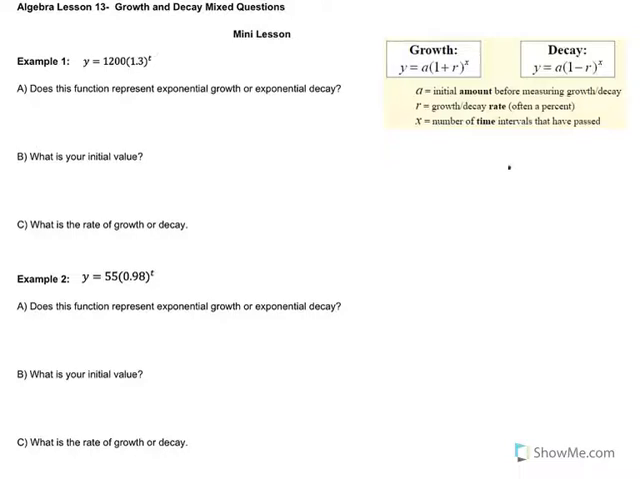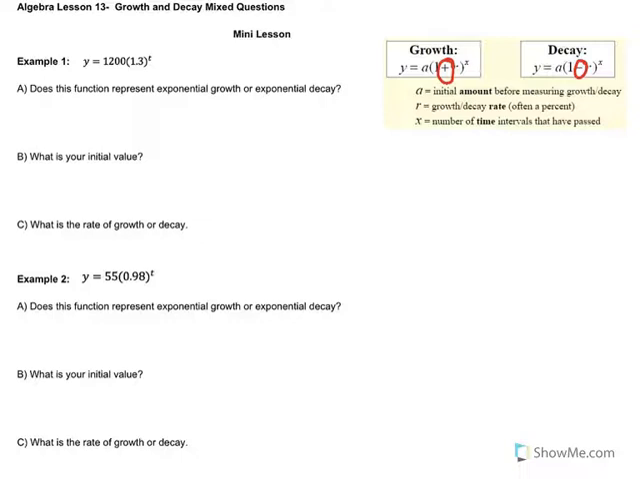Now, if we go back to the two equations that we've used so far for growth and decay that I have over here, you notice that the only difference between an equation for exponential growth and an equation for exponential decay is whether we are adding the rate that is given to us or subtracting it. Everything else stays the same. You still have y equals, you still have your initial amount of a, and you still have your exponent with the time interval that we're looking at. However, the difference, as I mentioned, is whether we're adding or subtracting.